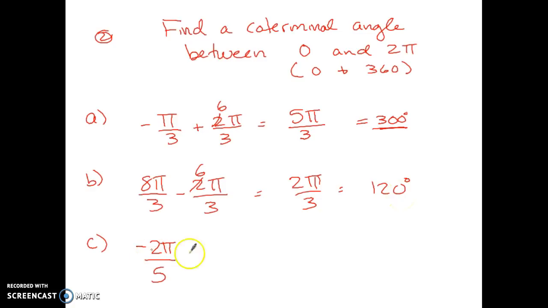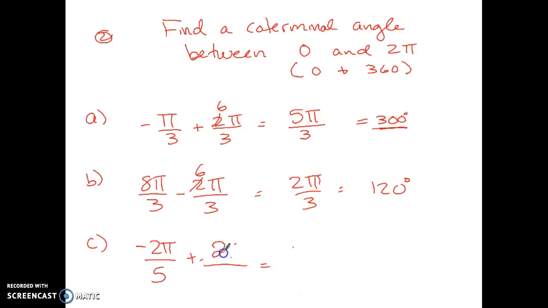So again, this is negative, so I know I need to add 2 pi. I might have to add it once, might have to add it twice. We're just going to see. So I'm going to add 6 pi over 3. So that gives me, sorry, made a boo-boo. Let me fix it.